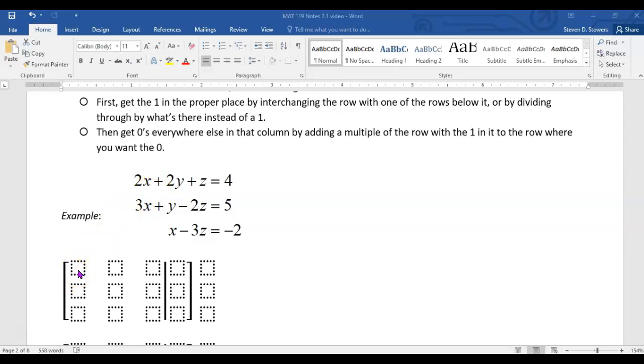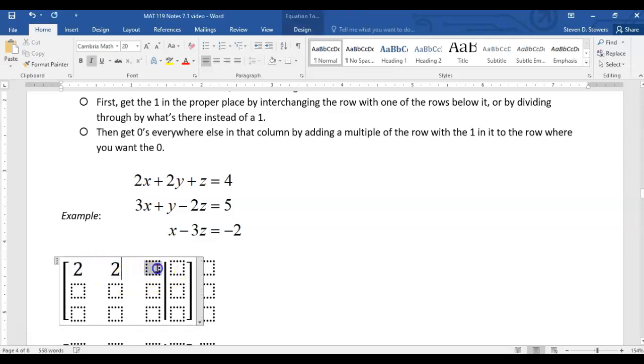The first equation, the numbers are 2, 2, 1, and 4. Hopefully you see where those came from. What about the second equation?